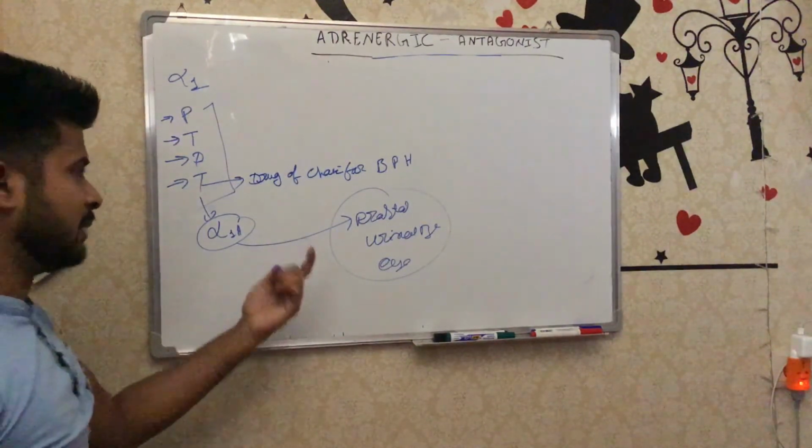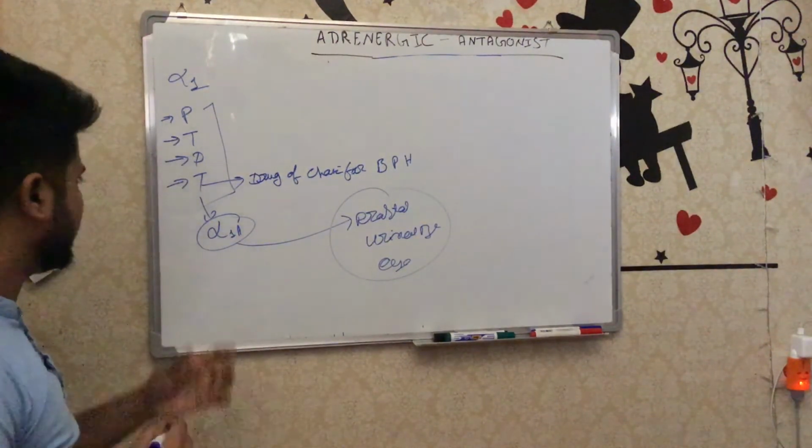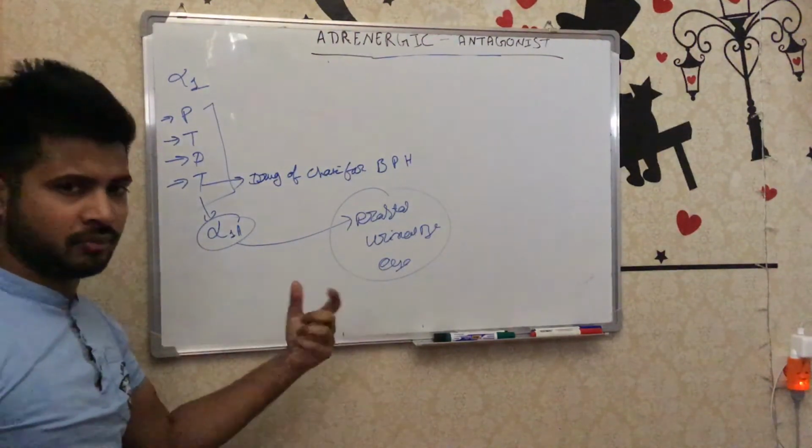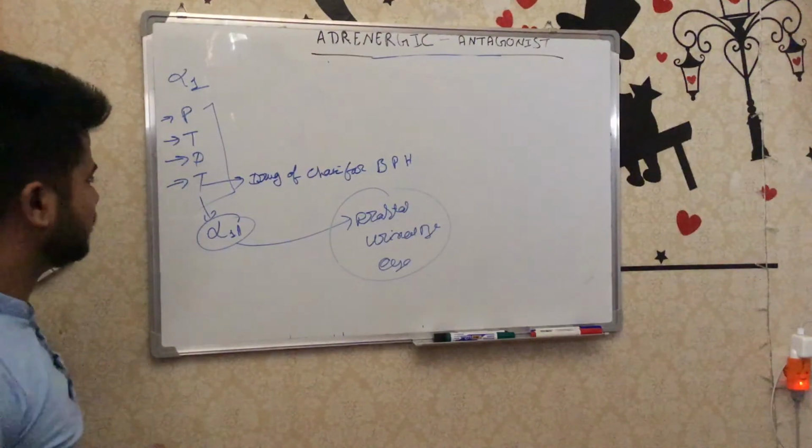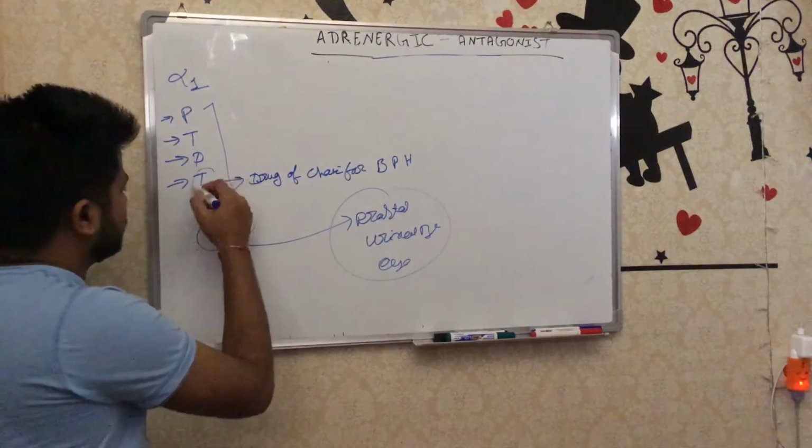BPH, that is the benign prostatic hyperplasia, and it has very little effect on the vascular smooth muscles, that is the arteries and the veins. So for hypertension, it's not a good drug of choice.